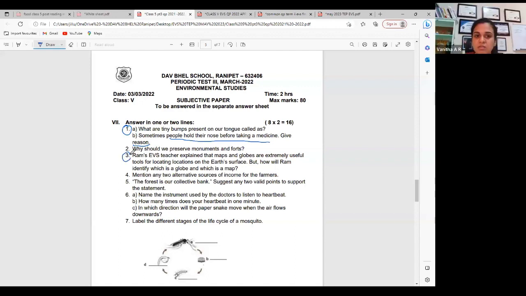And then question number 3. Ram's EVS teacher explained that maps and globes are extremely useful tools for locating locations on the Earth's surface. But how will Ram identify which is a globe and which is a map? I could have simply asked, differentiate between a globe and a map. But when the paper goes through so many hierarchy levels, HODs and HMs, we have to frame it so that the child thinks and reads. That is why the question is asked this way. Basically, the child should know that identify which is a globe and which is a map means writing the difference between the globe and a map.